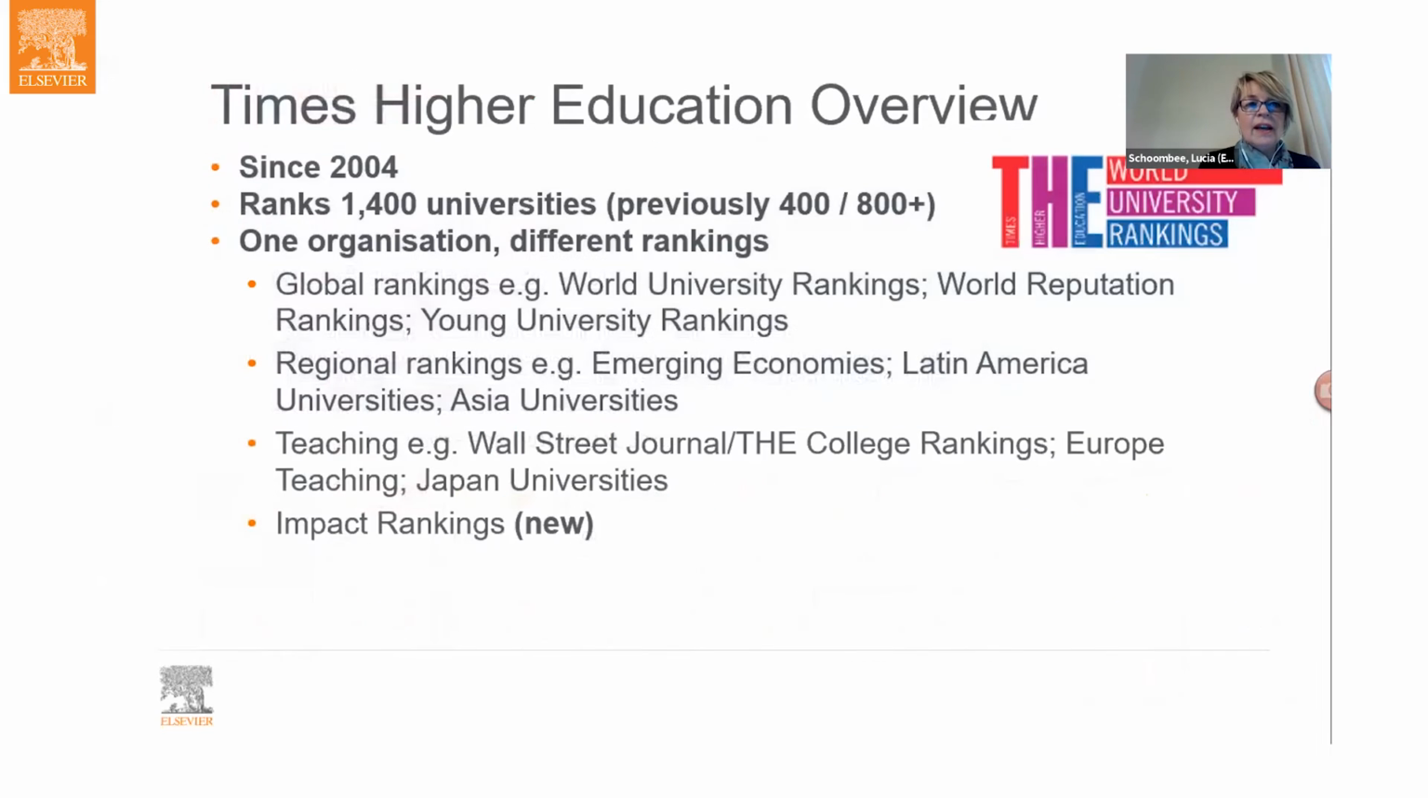Just putting this into perspective, Times Higher Education has quite a number of rankings: global rankings, the World University Rankings, the World Reputation Rankings, the Young University Rankings. There are regional rankings. There are rankings that focus on teaching, and then there's the impact ranking, which is very unique.